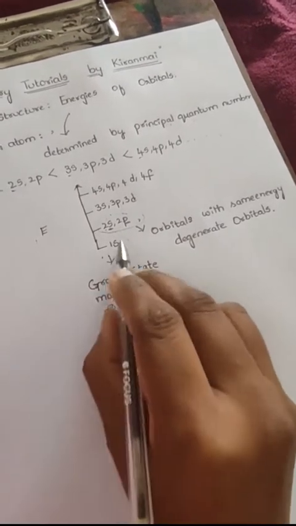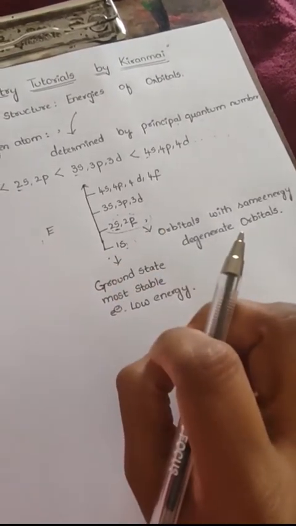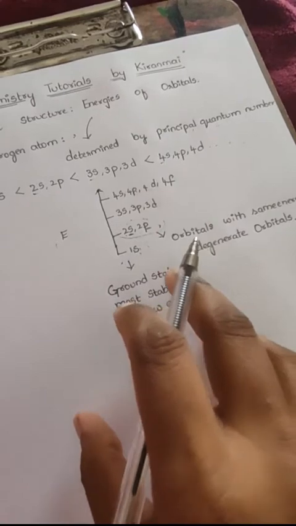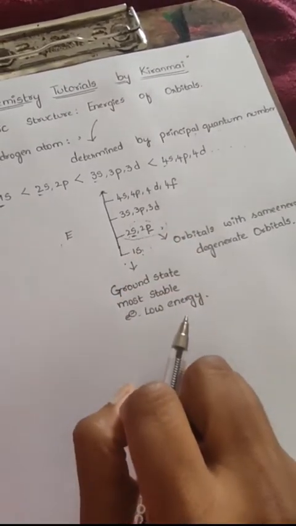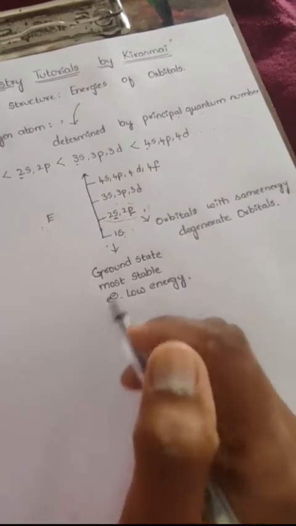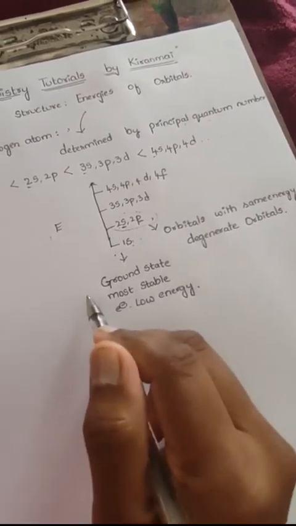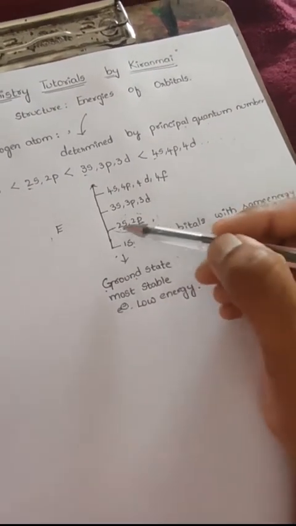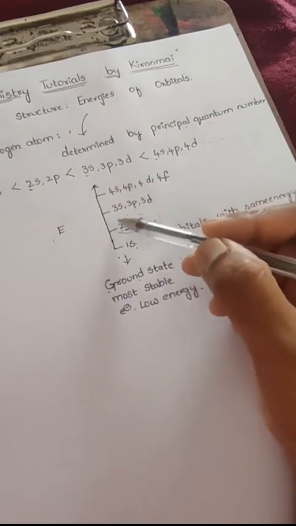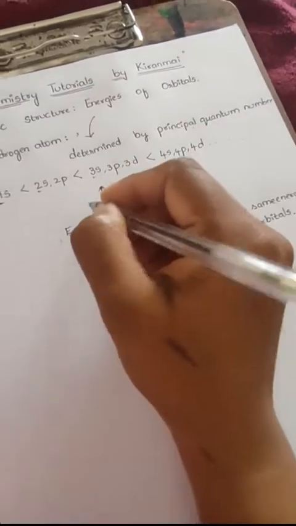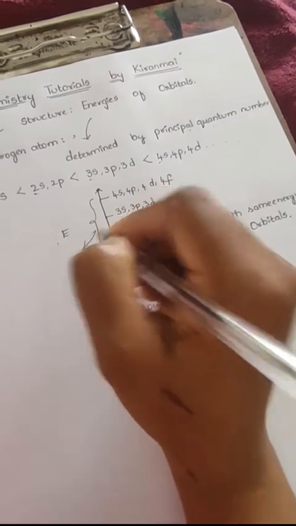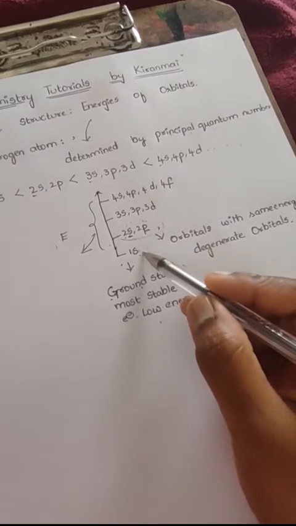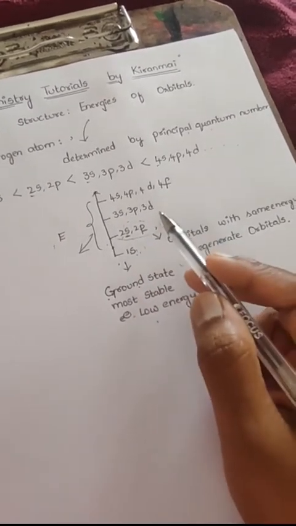Why? Because the electron is strongly attracted by the nucleus. As the nuclear charge effectively attracts the electron, the lowest energy level will be most stable, and it is considered to be the ground state. When we compare to the higher energy levels, that is 2s, 3s, 4s orbitals, these orbitals have comparatively higher energy than the 1s orbital, and they are considered to be excited states.